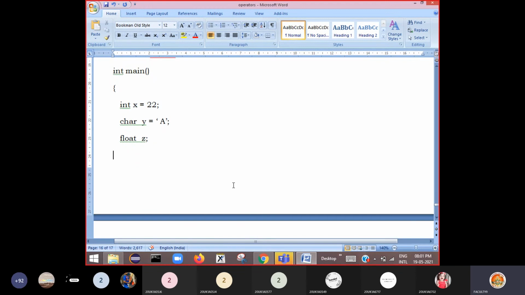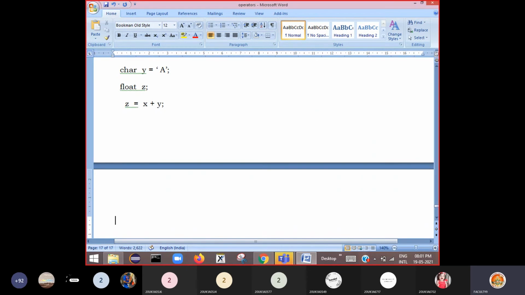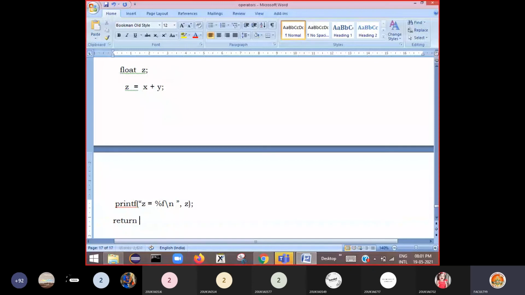Just to see, I use a statement like z is equal to x plus y. Now I am printing the value of z here. Say printf, floating point, now z value. So z is equal to percentage f, new line, and comma z. I'm printing the z value here. Then say return 0, close.